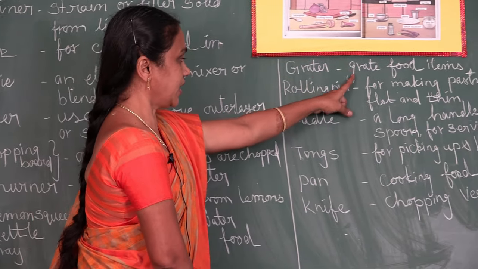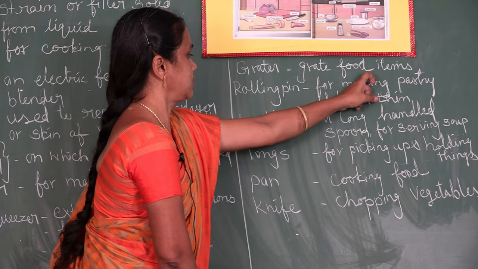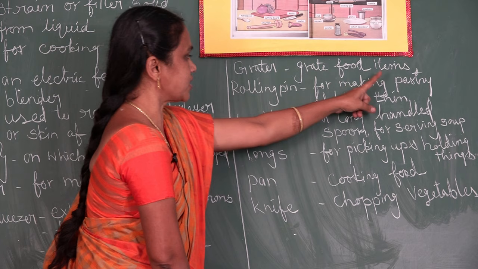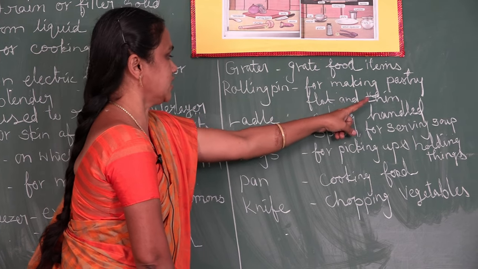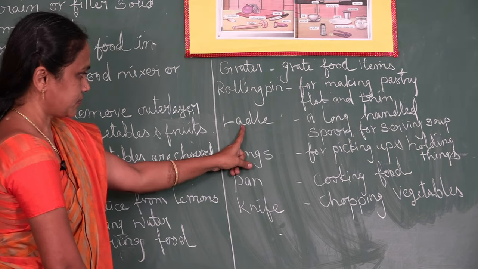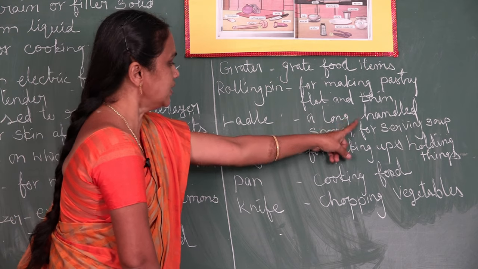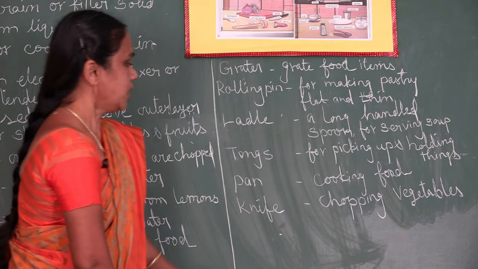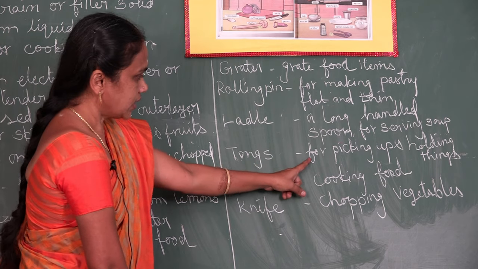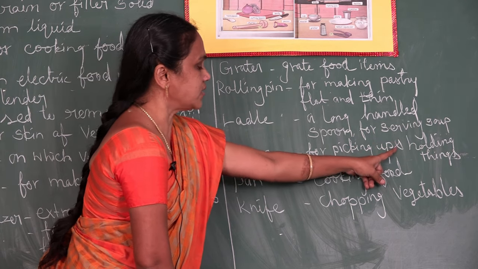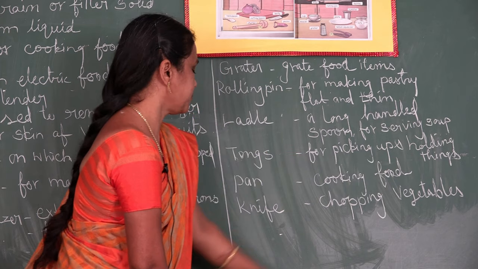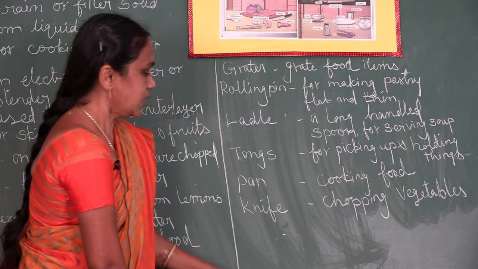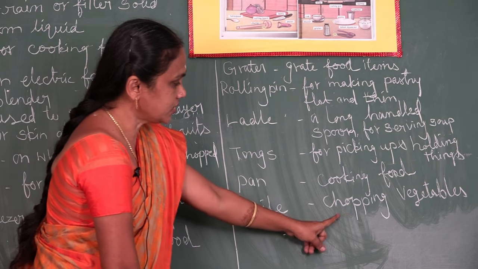Grater, to grate food items. Rolling pin for making pastry flat and thin. Ladle, a long handled spoon for serving soup. Tongs for picking up and holding things. Pan, for cooking food. Knife, for chopping vegetables.